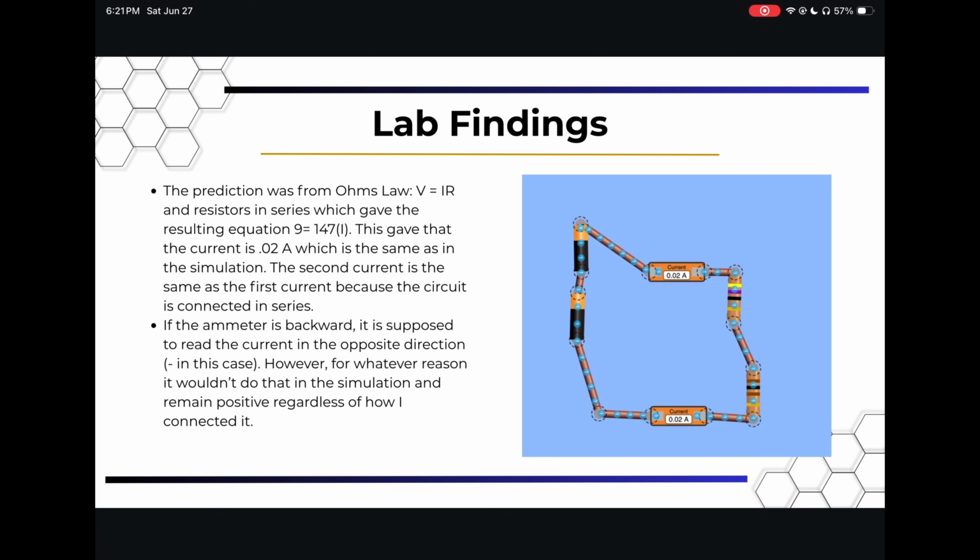which is the same as the simulation, and the second current is the same as the first because the circuit is connected in series. If it was connected in parallel, it would be different. And if the ammeter was backwards, it's supposed to read the current in the opposite direction, so instead of being plus 0.2 amps, it's negative 0.2 amps. However, for whatever reason, I could not get the simulation to show it regardless of how I attached the ammeter, which is not how it's supposed to work, so I do apologize.